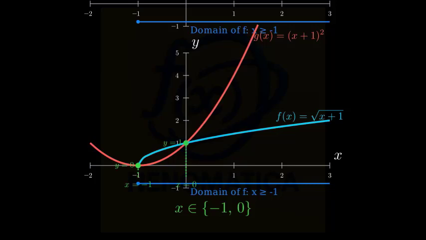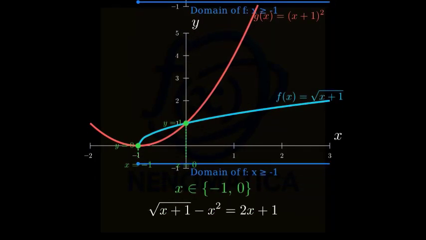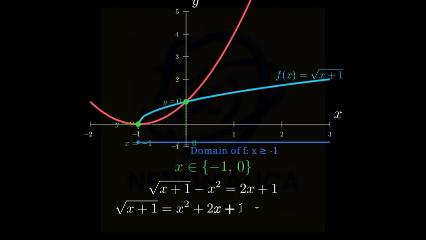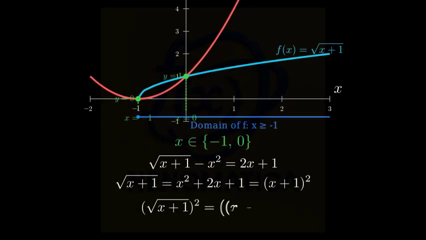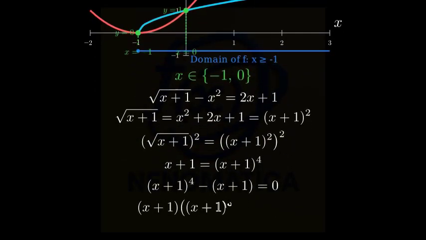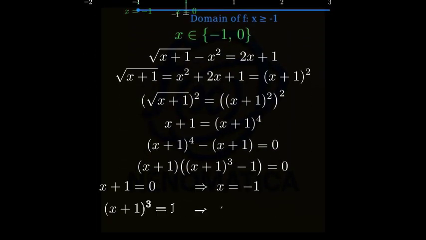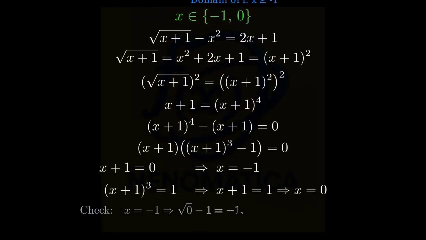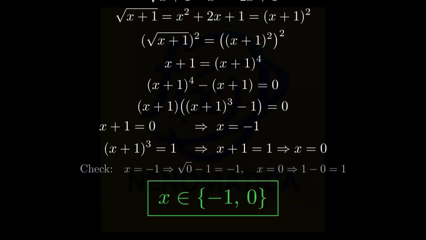Now let's confirm algebraically. Start from the original equation. Move x squared to the right and isolate the square root. Square both sides carefully. Simplify and factor to solve for x. Finally, check each solution in the original equation. Therefore, the solutions are x equals -1 and x equals 0.